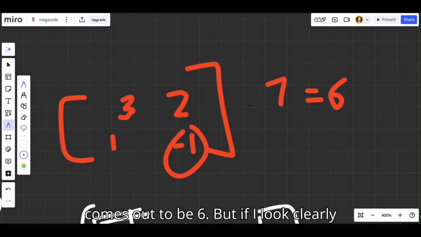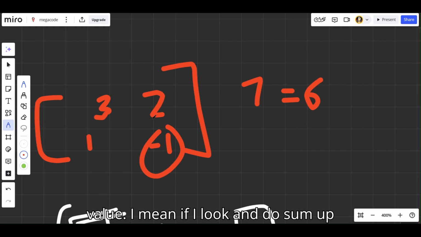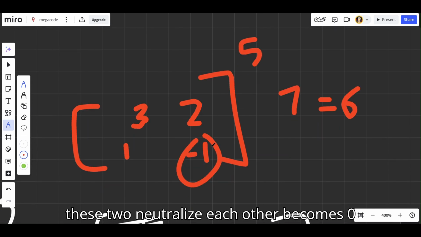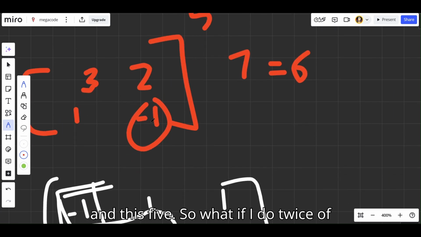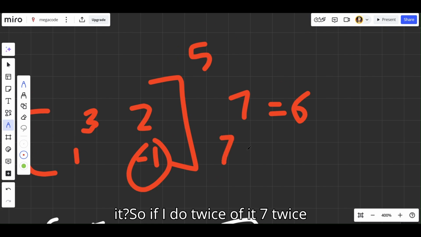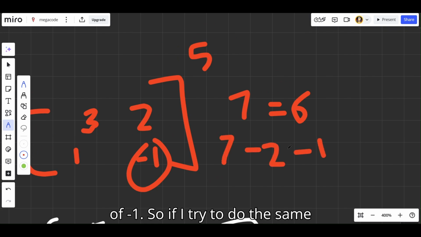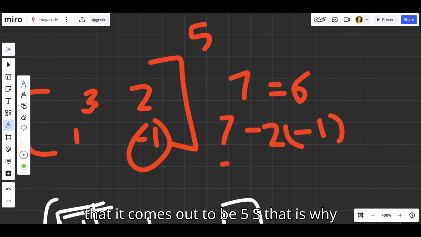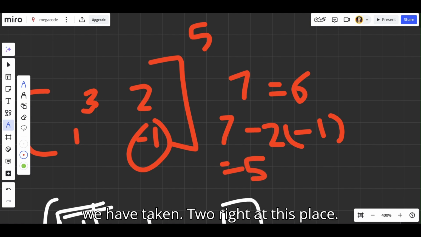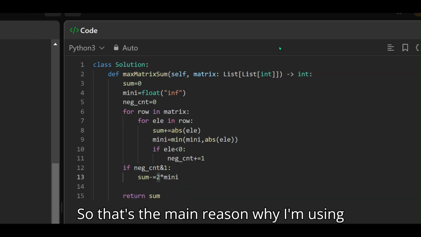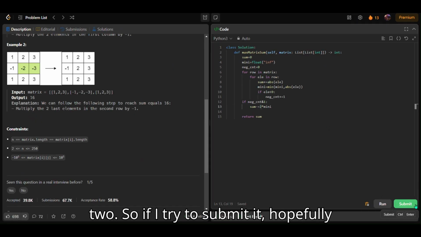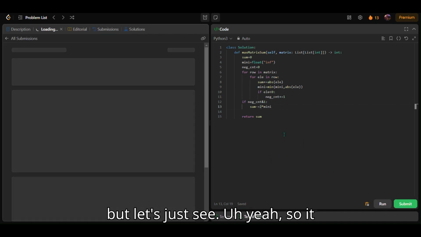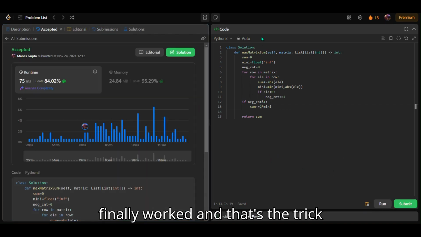But if I look clearly, I can see that this is not the actual value. If I sum up again, it comes out to be 5, since these two neutralize each other, it becomes 0 and then 5. So what if I do twice of it? 7 minus twice of negative 1, and now as you can observe, it comes out to be 5. That is why we have taken 2 right at this place. That's the main reason I'm using 2. So if I try to submit it, hopefully it will work. I still don't know, but let's see. Yeah, it finally worked, and that's the trick behind it. Thank you.